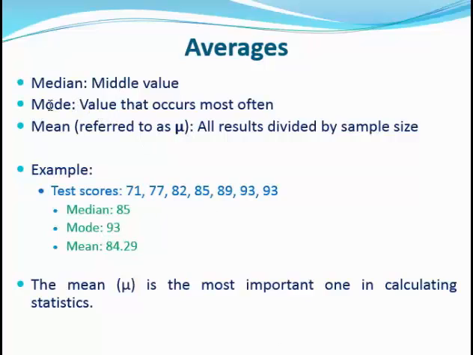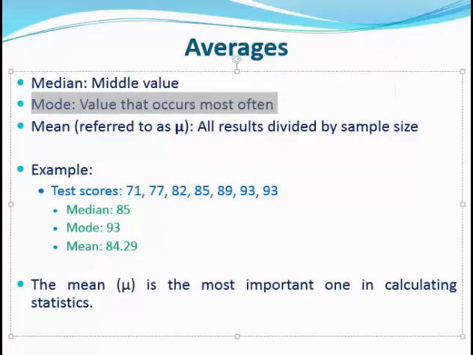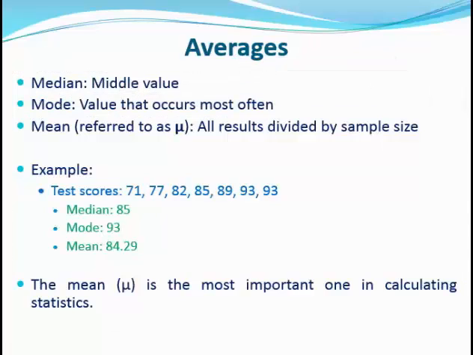We're also not going to focus on the mode. The mode is the one that occurs the most often. If you have a 90, a 90, and an 80, and a 70, well then the 90 is the mode. Again, not very important. What is critical to this course, and the thing that usually is used when you're talking about statistical analyses, is the mean.